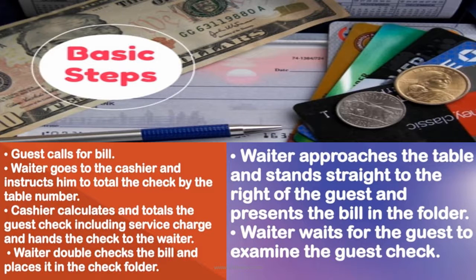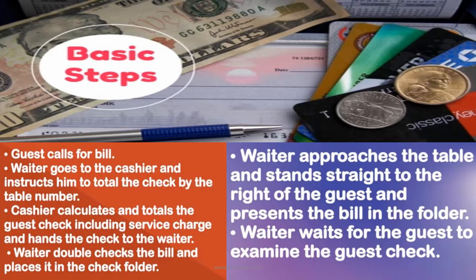These are some basic steps. The guest calls for the bill. The waiter goes to the cashier and instructs him to total the check by the table number. The cashier calculates and totals the guest check, including service charge, and hands the check to the waiter. The waiter double checks the bill and places it in the check folder. The waiter approaches the table, stands straight to the right of the guest, and presents the bill in the folder. The waiter waits for the guest to examine the guest check.